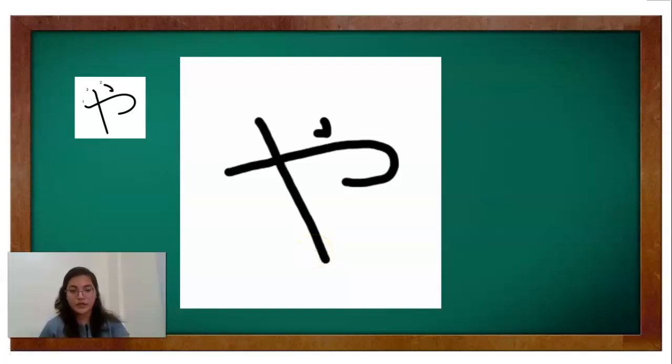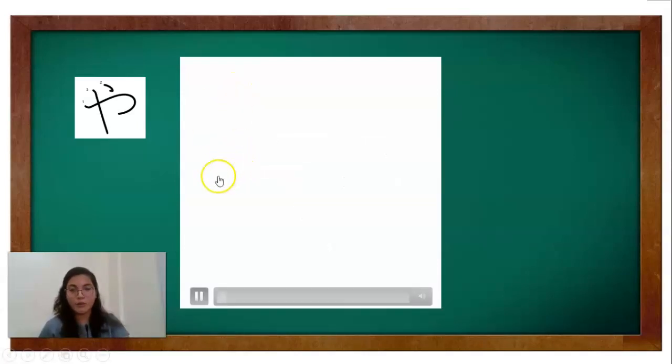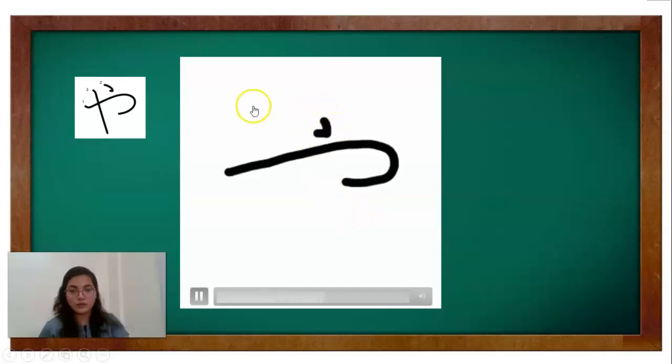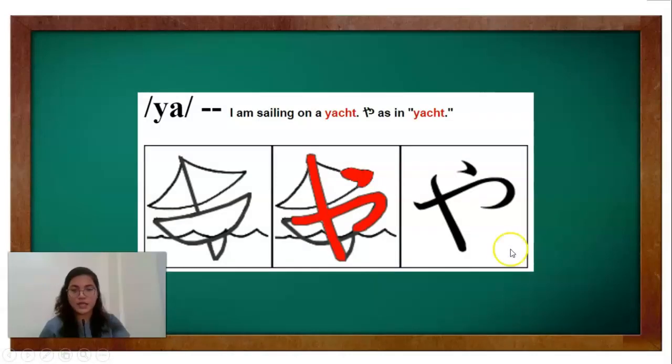Okay, let's try it again. 1, 2, and 3. Okay, and to easily think of ya, just imagine a yacht. So ya as in yacht. Ya as in yacht.